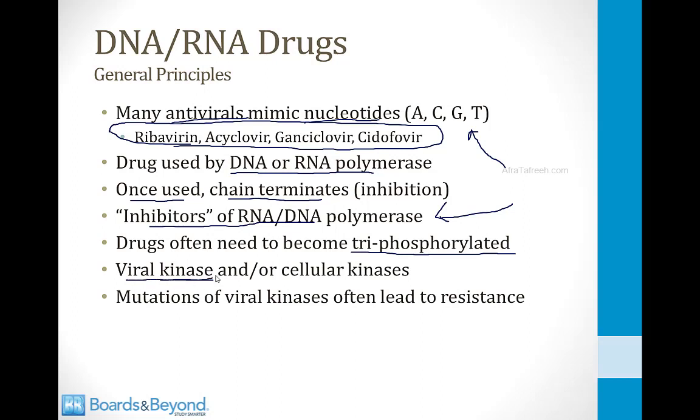And sometimes the virus has its own kinase, and sometimes the cellular kinase of the infected cell is used. But one way or another, the drug gets triphosphorylated. And an important common mechanism of resistance to these drugs is a mutation of the viral kinase. So it mutates so that it no longer recognizes the drug, and then the drug is no longer effective.